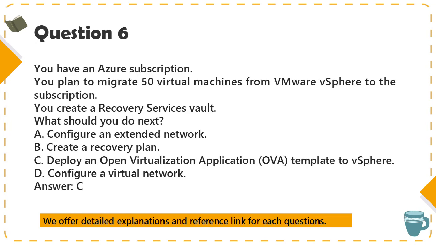Question 6. You have an Azure subscription. You plan to migrate 50 virtual machines from VMware vSphere to the subscription. You create a recovery services vault. What should you do next? A. Configure an extended network. B. Create a recovery plan. C. Deploy an open virtualization application (OVA) template to vSphere. D. Configure a virtual network. Answer: C.